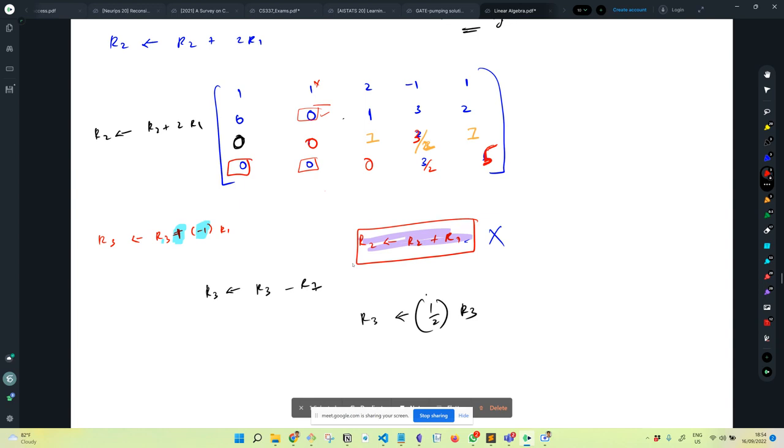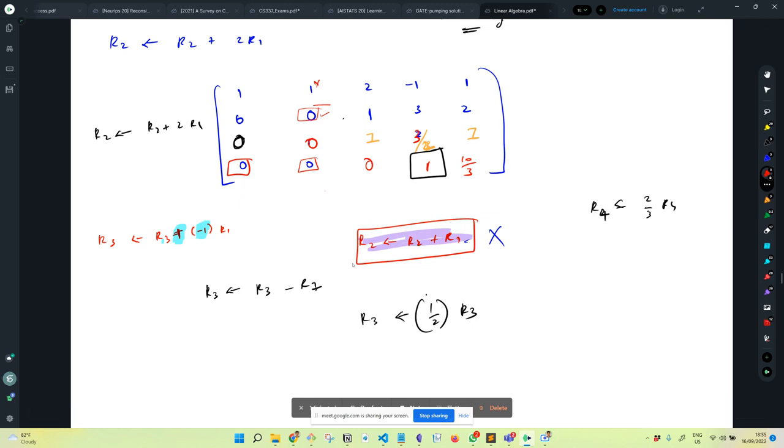Okay. Now we are done. We came to the last entry. Now can somebody suggest how to make this last entry one? R4 equals, yes, R4 equals 2 by 3 times R4, right? If you do that, then this entry will become 1, this entry will become 1, and this entry will become 10 by 3. This entry will become 10 by 3. Right? Now we are done.